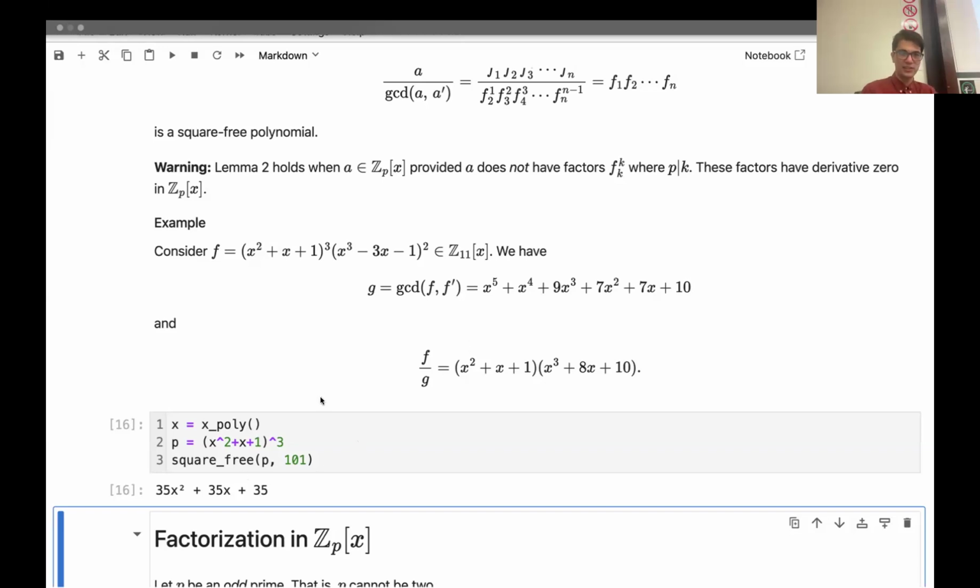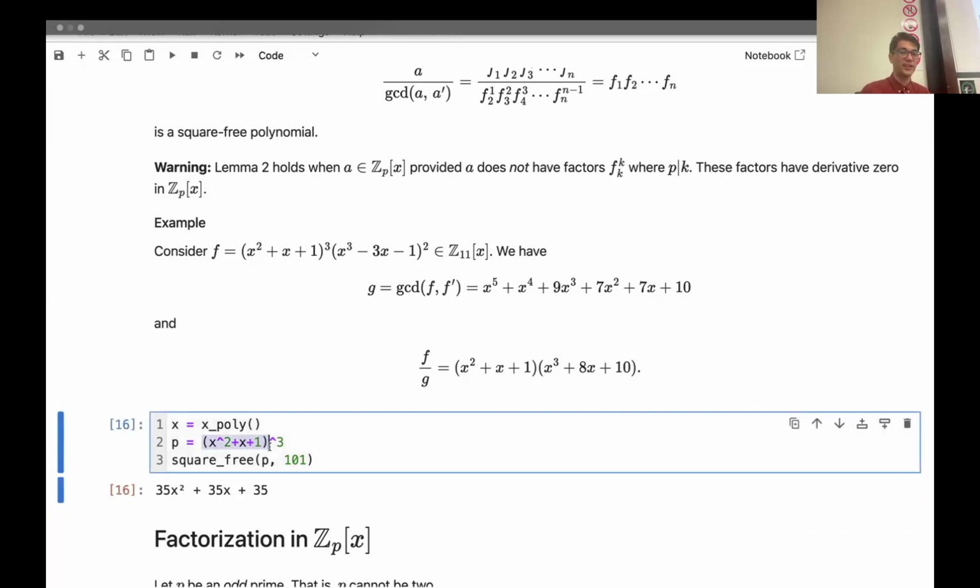Oh yes, sorry, this is different. I'm just saying take this and cube it. What's its square free factorization? Well, just what's inside, x squared plus x plus 1. But I don't know why we're getting all of, oh yeah, because it's been multiplied by 35. So I don't care about things being scaled.